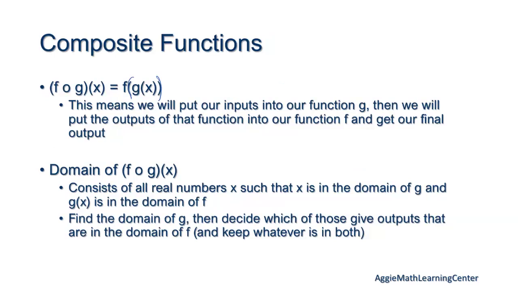The domain of f composed of g of x consists of all real numbers x, such that x is in the domain of g, and g of x is in the domain of f, because the outputs of g of x go into f. So essentially find the domain of g, then decide which of those give outputs that are in the domain of f. Keep whatever's in both of them.